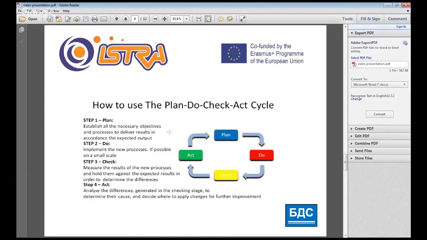Successful organizations consistently achieve their strategic goals by managing their business processes and risks using the PDCA method. The 4-step cycle and the risk management process are the foundation of many management system standards like ISO 9001 Quality Management System Standard, ISO 14001 Environmental Management System Standard, or ISO 27001 Information Security Management System Standard.